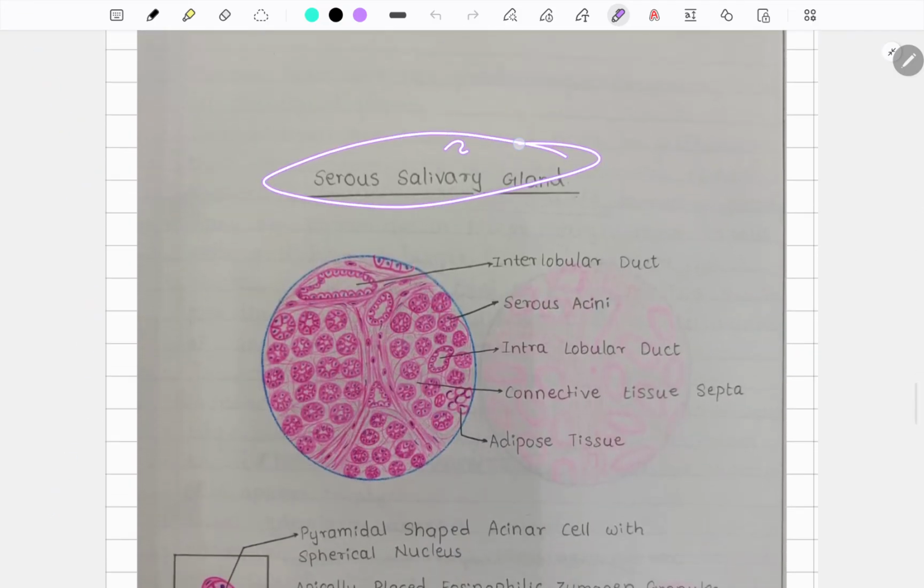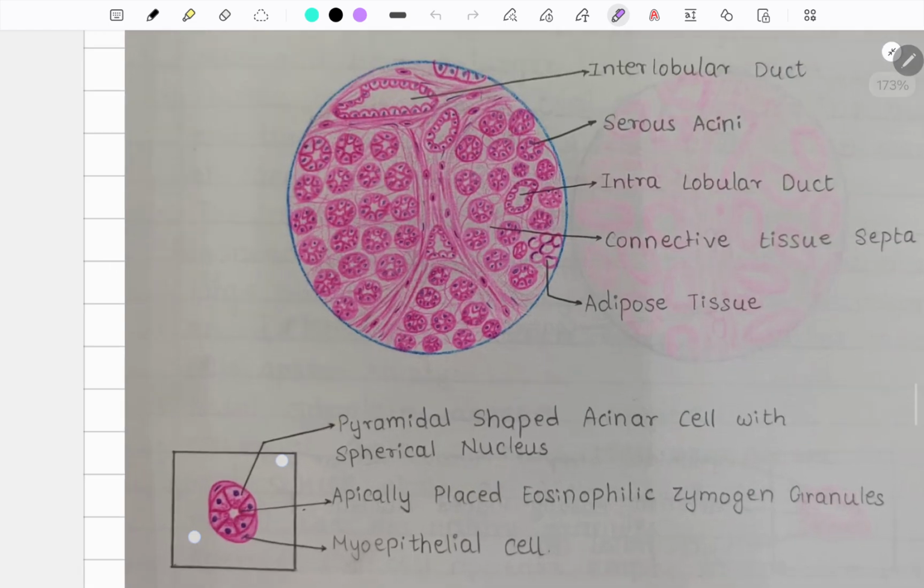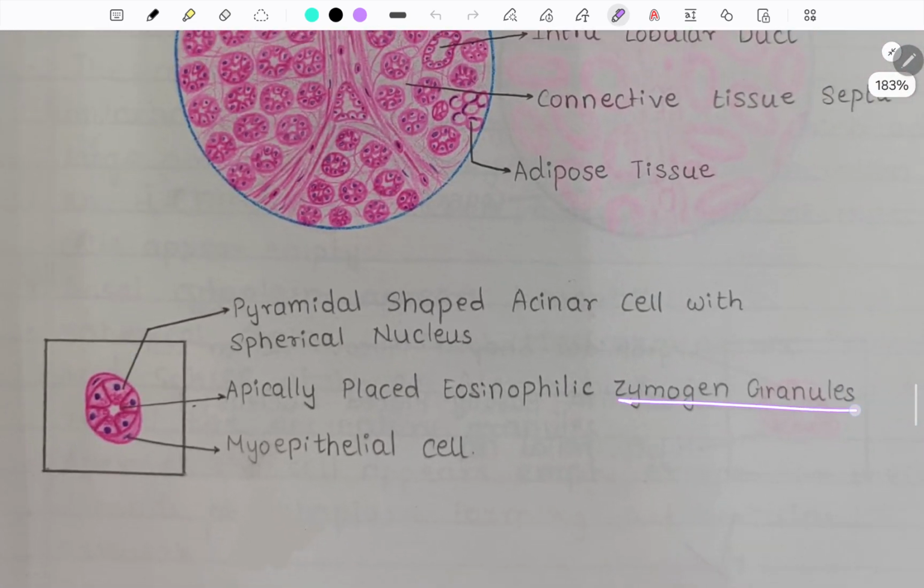Moving on to the next chapter, which is salivary glands, and the first slide is serous salivary gland. In serous salivary glands, and in this chapter, you can draw the enlarged structures of the glands also, like I have drawn over here of serous salivary gland, in which there is pyramidal shaped acinar cell with spherical nucleus. You can see that this is spherical nucleus. Then apically placed eosinophilic zymogen granules.